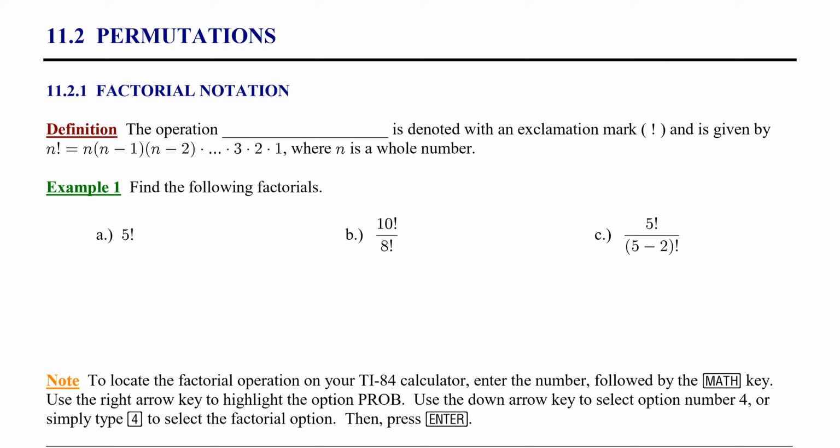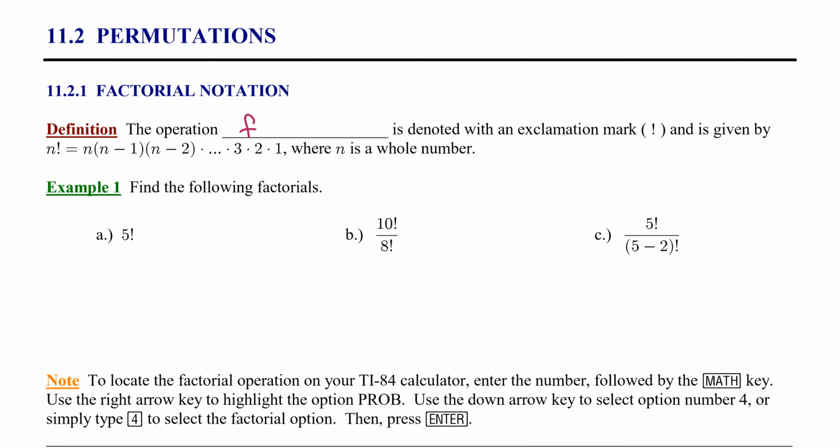Well, what if I have multiple items that I can choose at once? What if I can choose a subset from a group of items? In that case, we're going to need either a permutation or a combination. As we progress through sections 11.2 and 11.3, pay attention to the difference between a permutation and a combination. Now, before we jump into that, we need to understand a special operation called factorial and its notation.